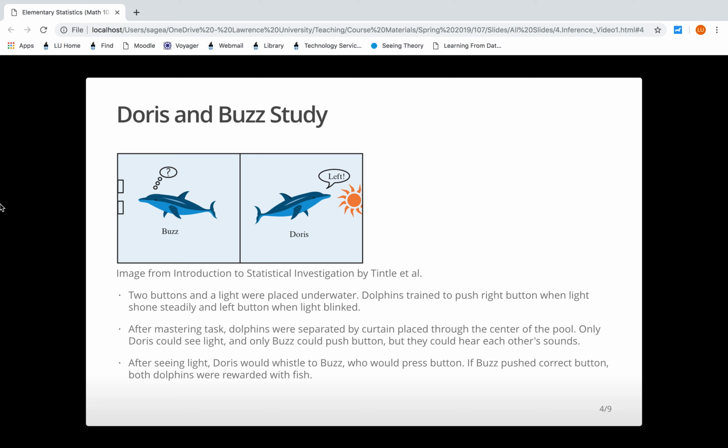Doris was then shown the light, which was either shining steadily or blinking. And then Doris would have to communicate to Buzz whether to press the button on the left or on the right. Buzz, after hearing Doris's whistle, would press one of the buttons. If Buzz pushed the correct button, both dolphins were rewarded with fish.